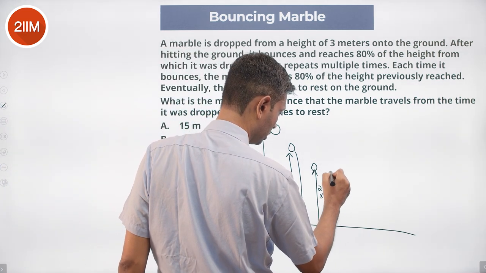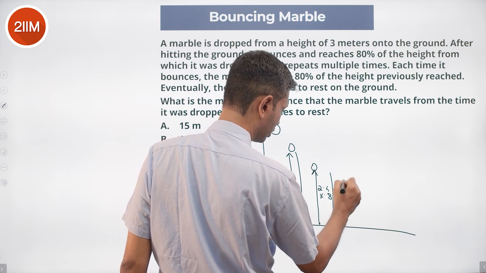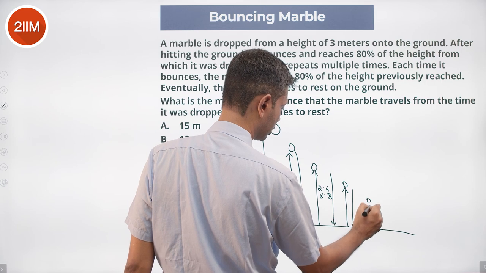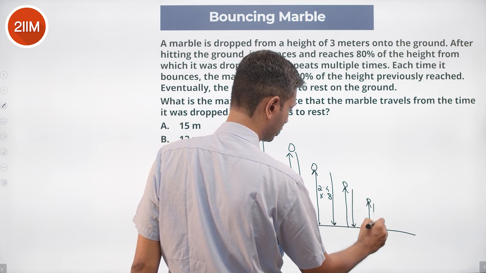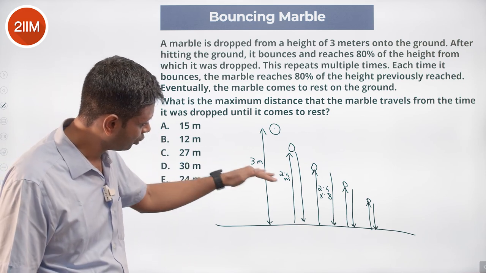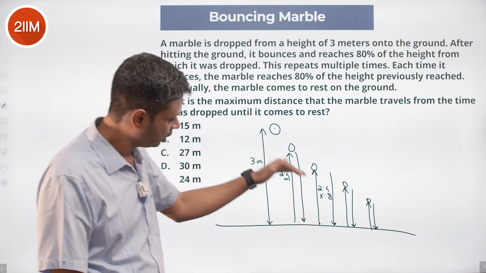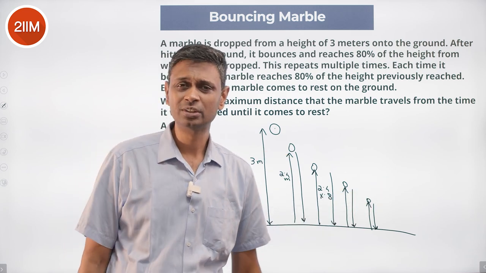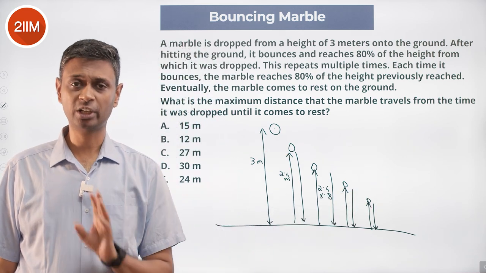Goes back, comes down, next step, bounces back, comes down, next step, bounces back, comes down, and so on. Nice. So this distance is 2.4 into 0.8, that into 0.8, that into 0.8, that into 0.8, and so on. So we've got ourselves a beautiful geometric progression.